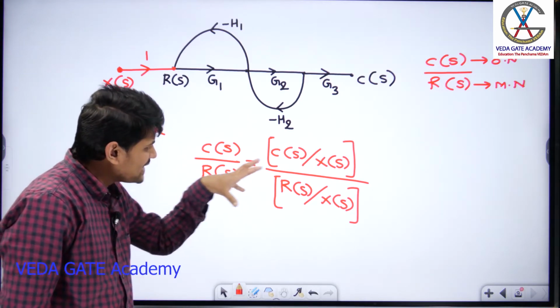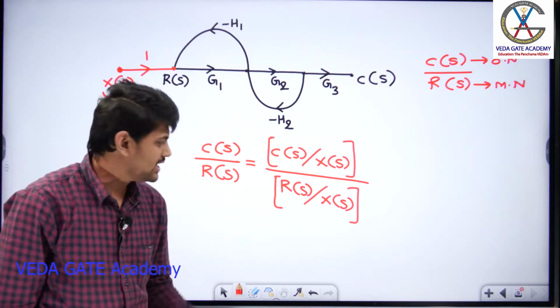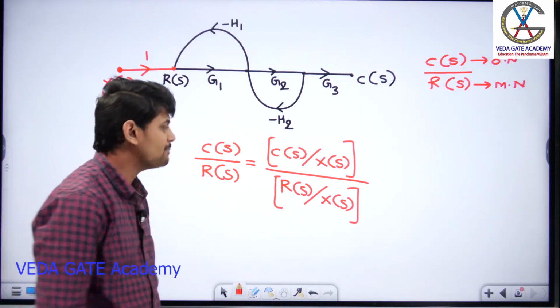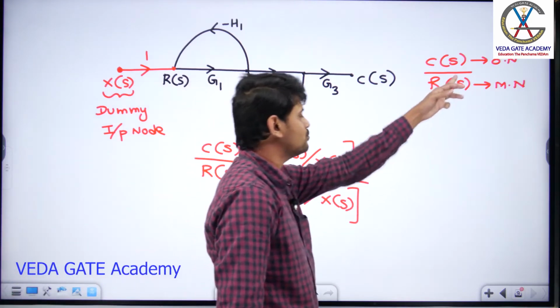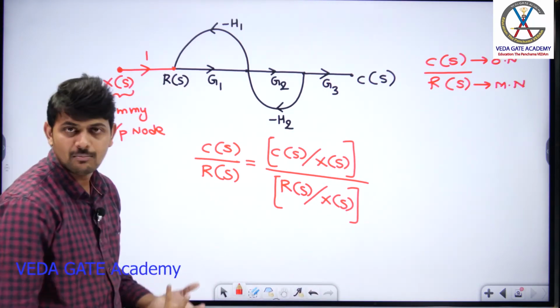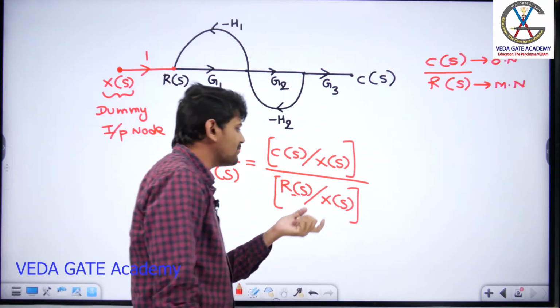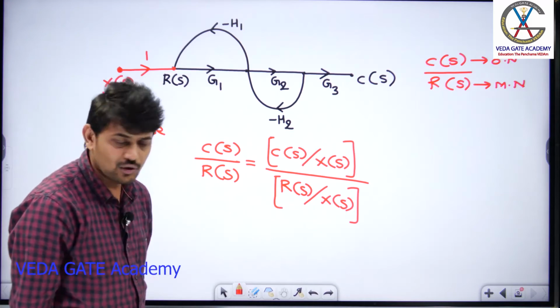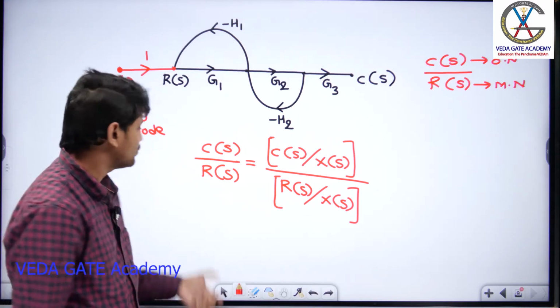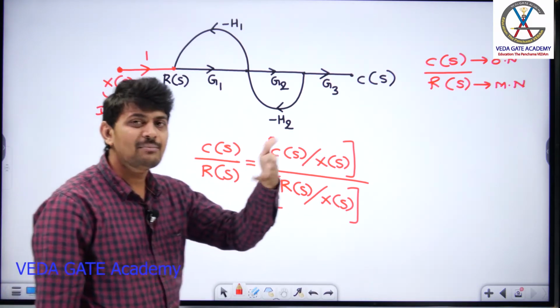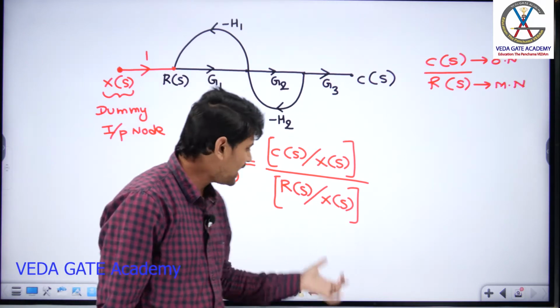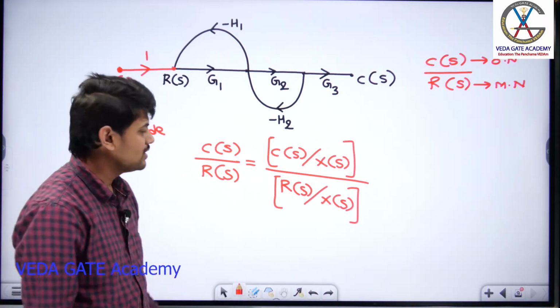Now, can I separately apply Mason's gain formula between C and X and R and X? Yes. Why? Because if you see here, C of S is an output node. What about X of S? It is a dummy input node. I can apply Mason's gain formula between output and input. And what about R of S and X of S? R of S is a mixed node and X of S is an input node, a dummy input node. Anyway, a mixed node can be converted into an output node, right? So I can apply Mason's gain formula between these two as well.